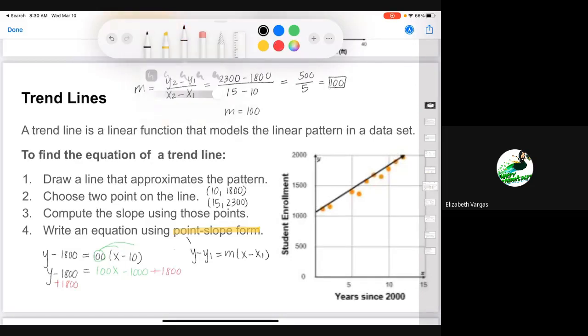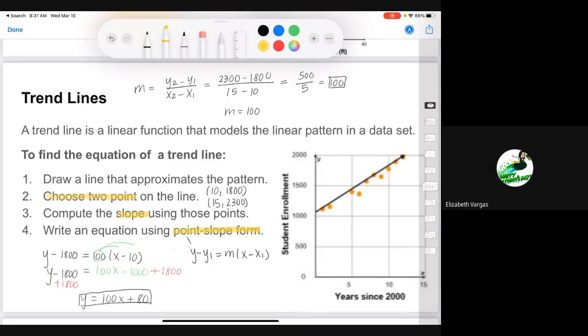And when doing so, I get y is equal to 100x plus 800. And so this represents my equation for my trend line. So how do I find the equation for my trend line? I choose 2 points on the line, find the slope, and then write the equation using the point slope form.